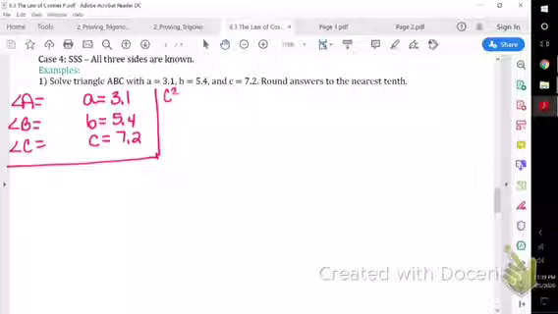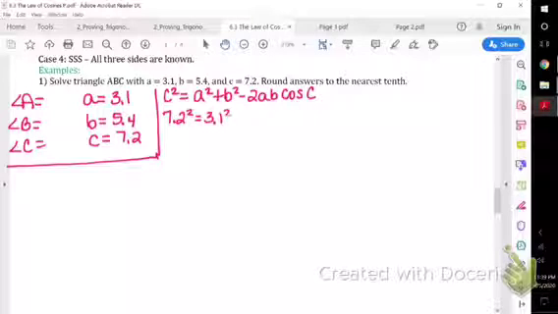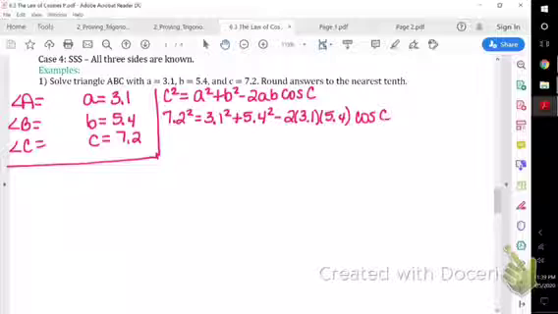Alright, so to find angle C, we're going to use the formula that C squared is equal to A squared plus B squared minus 2AB cosine of angle C. And so let's fill in what we know. Remember in the video, guys, if I'm going too fast, pause it so you can write it down and then check it, okay? Alright, so I've plugged these in.